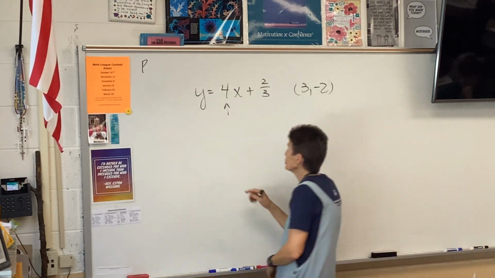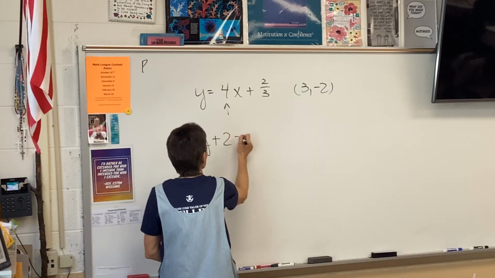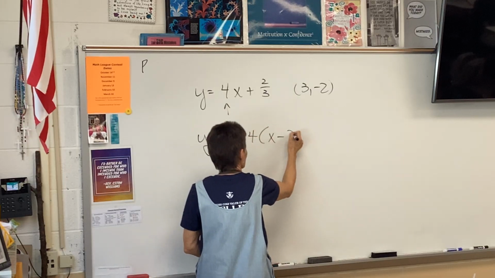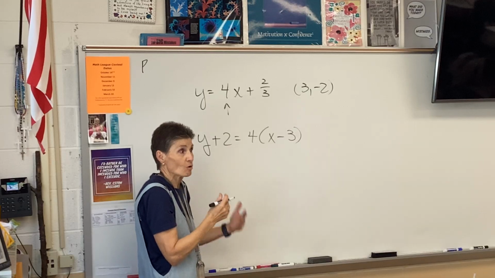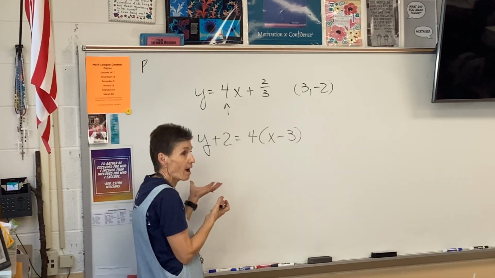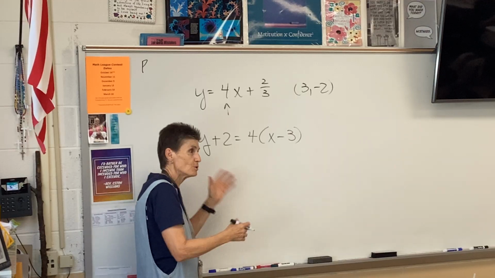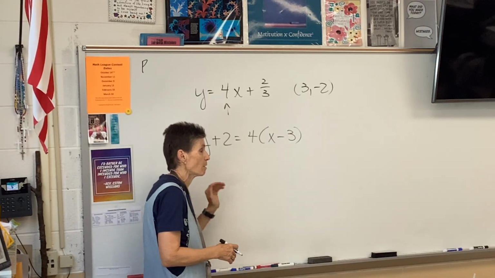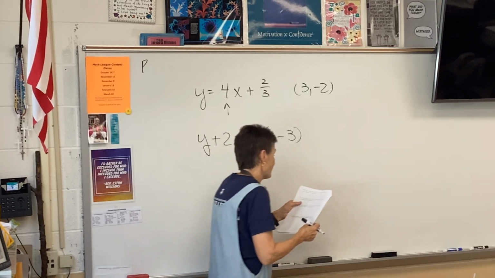So she says use 4 and that point. So y plus 2 equals 4 x minus 3. And since there aren't any directions, I can just stop. Now, if you want to do more, you absolutely could write this in another form, but we might as well just stop. How about number 8?